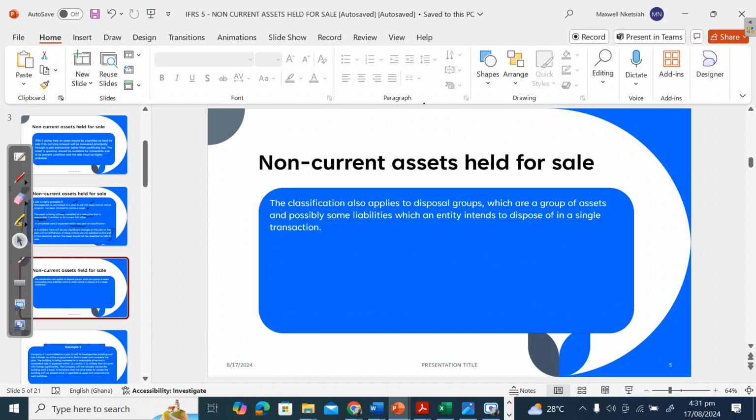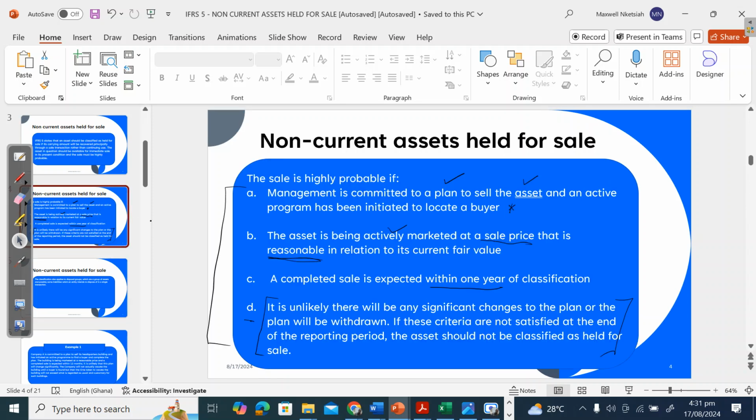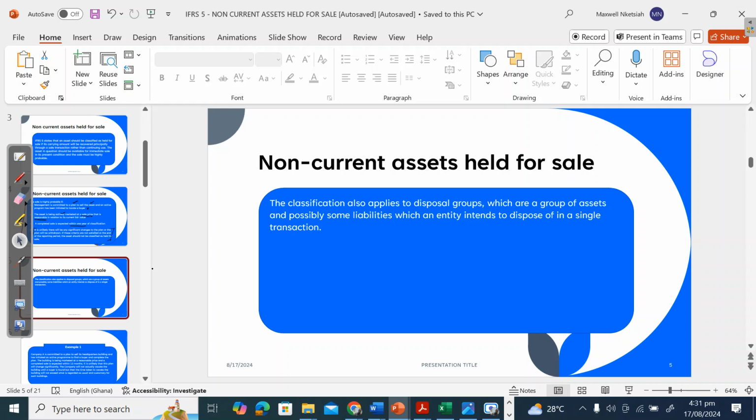Whatever we discuss here also applies to disposal groups. A disposal group is a group of assets that we have decided to sell, and that's why it's called a disposal group. So it can be a branch. Maybe you want to sell all the assets in a particular branch of your company, so that branch becomes a disposal group. You want to sell all the assets in that branch and close down that branch.